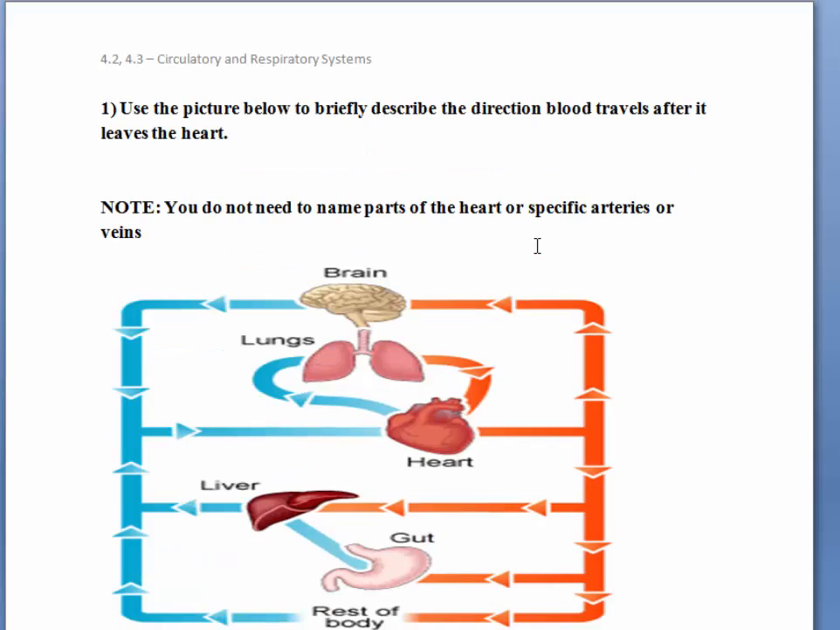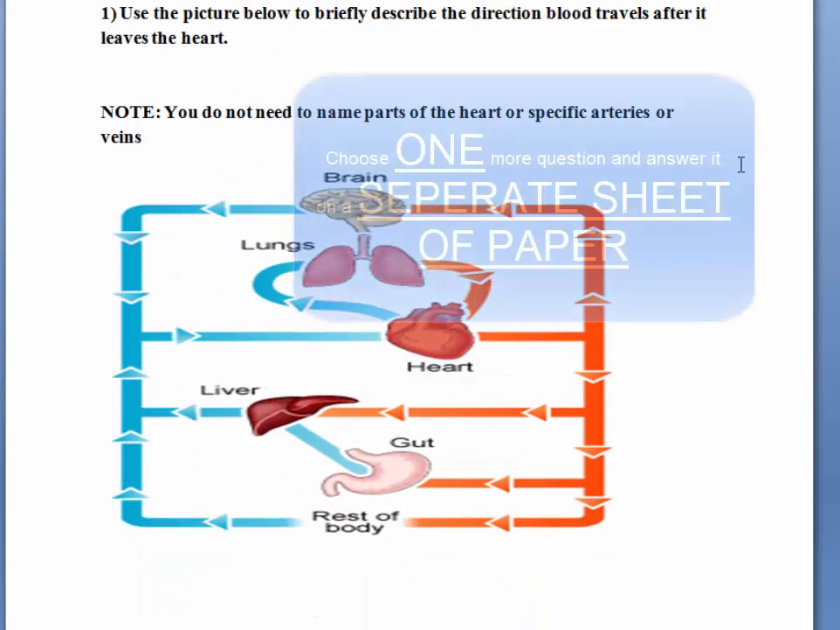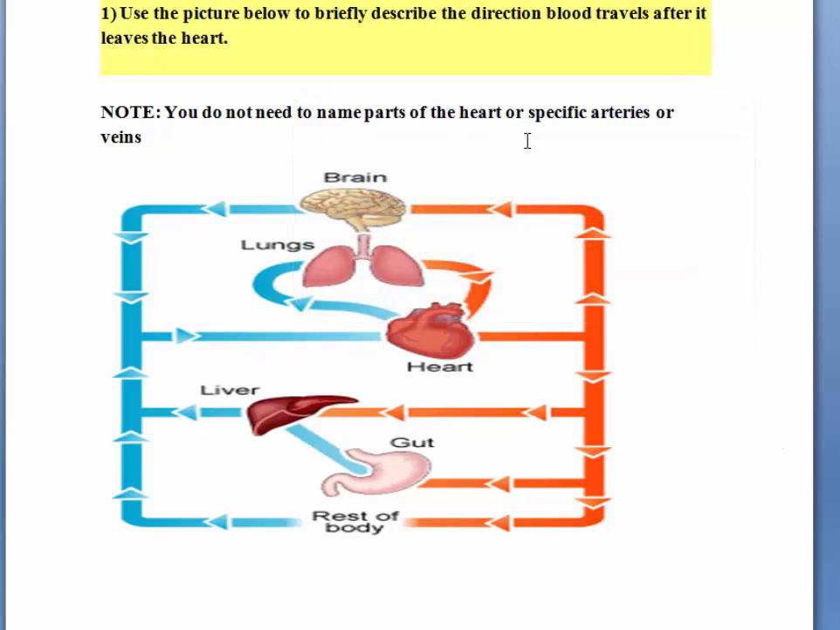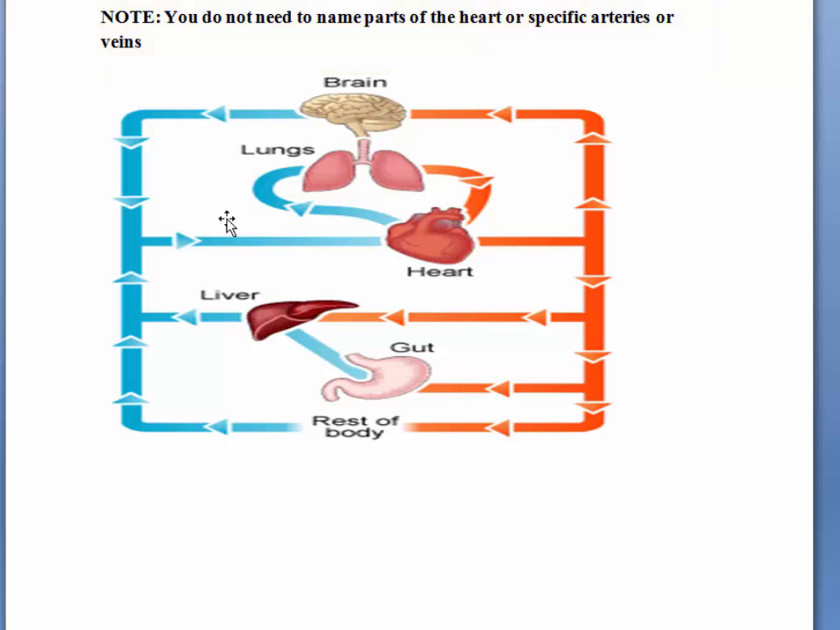And then you're going to answer one of these questions here. Either number 1, use the picture below to briefly describe the direction blood travels after it leaves the heart. Note you don't need to name parts of the heart or specific arteries or veins. You just need to show or explain where blood goes from the heart to the lungs, back to the heart, and from there everywhere else in the body.